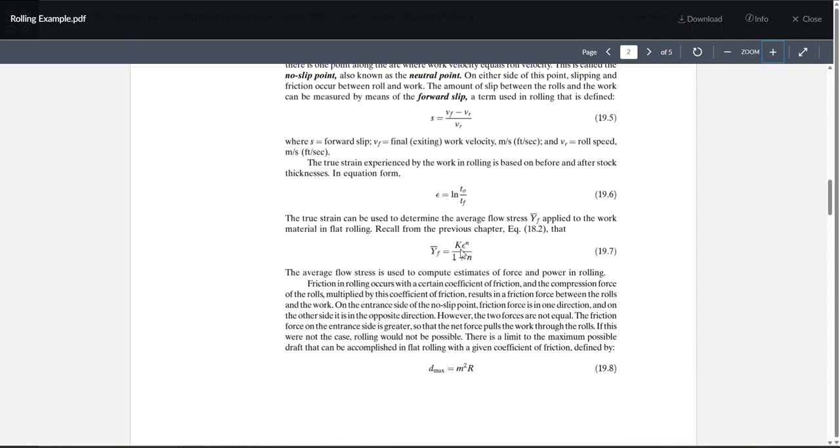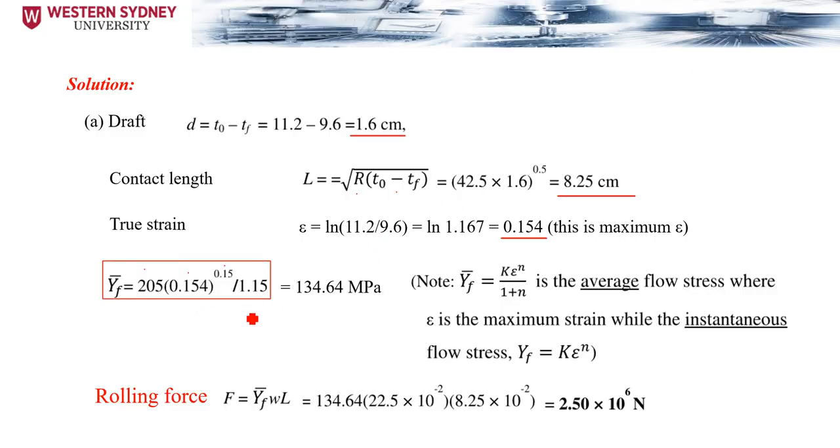Okay, so it's going to be K times the strain to the power n plus 1, over 1 plus n. Oh, I just need to minimize that. Okay, so we calculate the average flow stress, and then we can find the value for the force. The force is equal to the average flow stress multiplied by the width multiplied by the calculated L value, and this will be equal to 2.5 million Newtons.